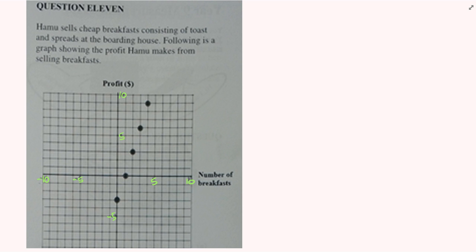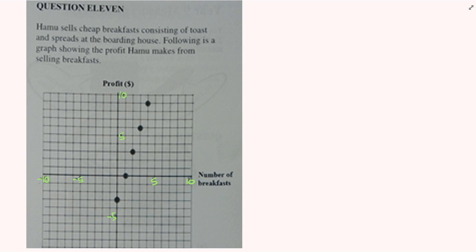This is question 11 from the 2016 Year 9 Algebra exam. So Hamu sells cheap breakfasts consisting of toast and spreads at the boarding house. Following is a graph showing the profit Hamu makes from selling breakfasts.